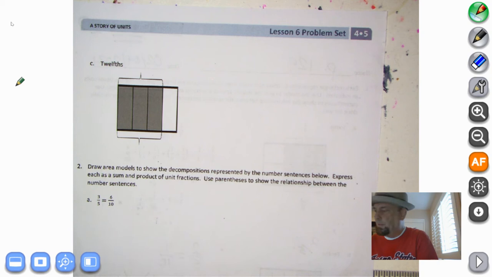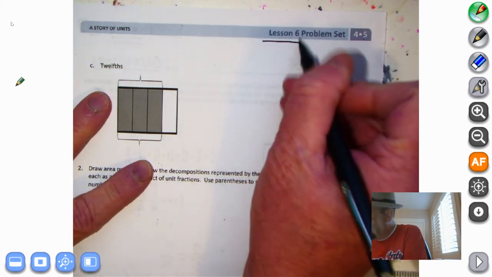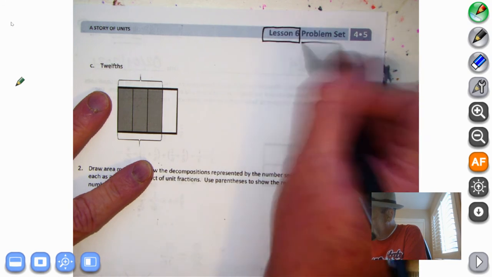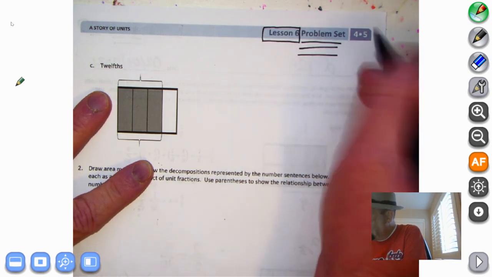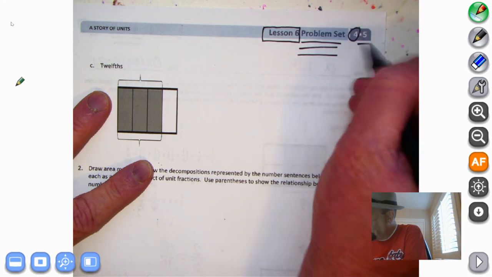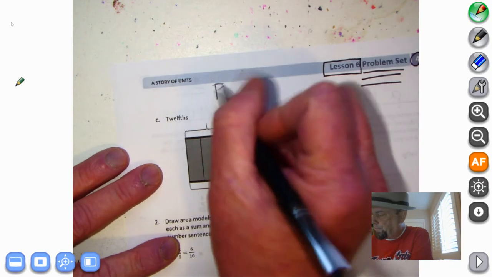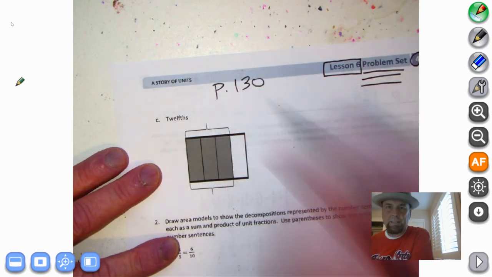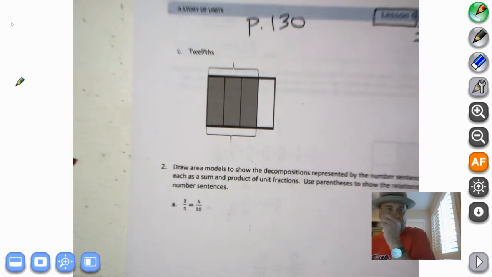Let's get started on this lesson right here, the other side of the problem set. Remember, it is lesson 6, problem set, grade 4, module 5. And if that's not enough information, it is page 130. A lot going on there. All right, let's see what's going on here.